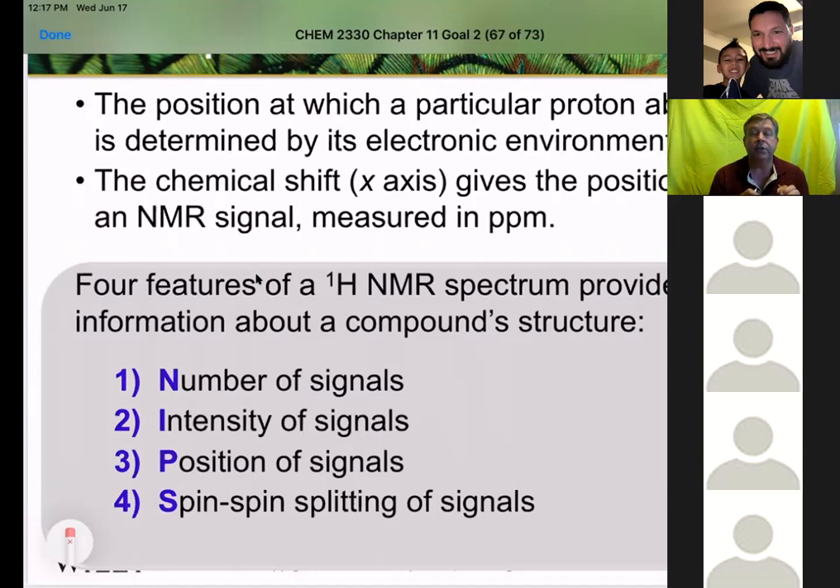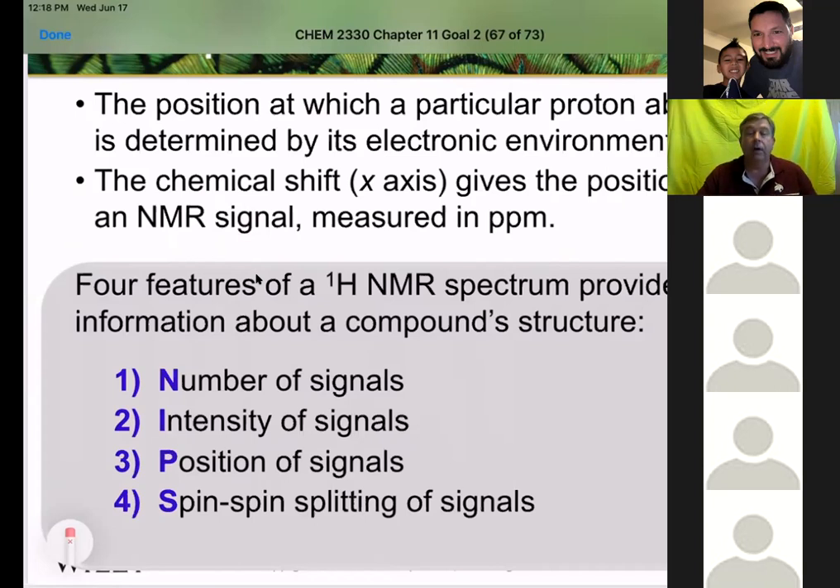Next is the position, how far it's shifted away from that silicon compound, TMS. How far it's shifted away from there tells us something about what functional group that hydrogen has to be next to. And then the last thing we have is what we call spin-spin splitting, meaning that hydrogens that are the same don't split each other, but hydrogens that are different change the signal. And we're going to talk about that in detail as well.